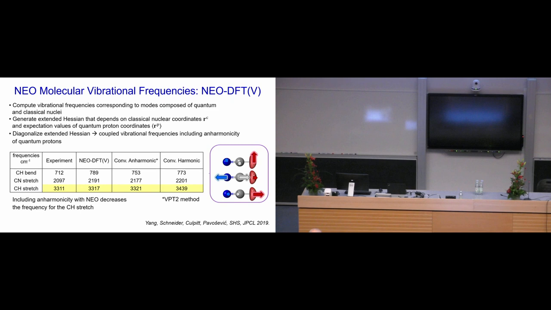And so we had the same problem, but we could find that the shift when you add anharmonicity was the same when you did NEO versus VPT2 in that case, but the absolute numbers were not in agreement with experiments. So you're right, not all of them are going to agree because DFT does have its own error.